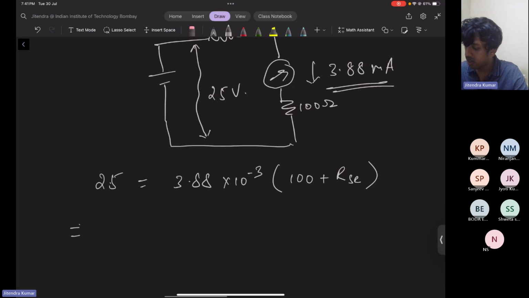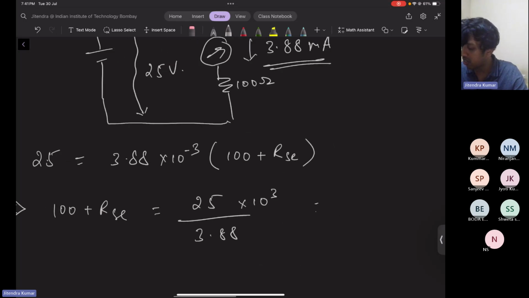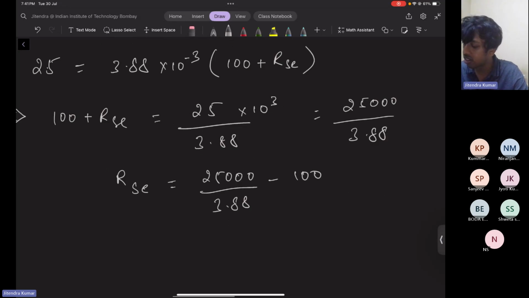So 100 plus R series is nothing but 25 divided by 3.88 into 10 to the power minus 3. So 25,000 divided by 3.88. So what is the value of 100 plus R series? R series will be nothing but 25,000 divided by 3.88 minus 100. So what will be this value?